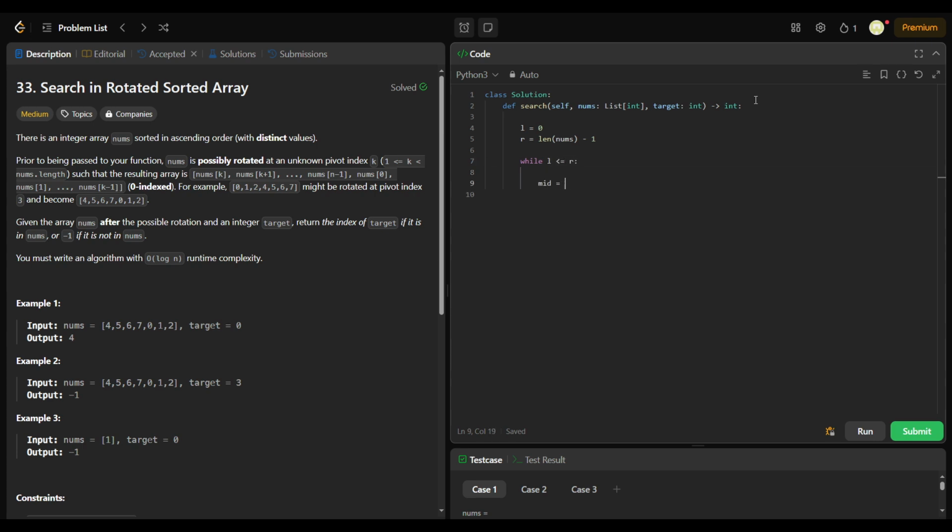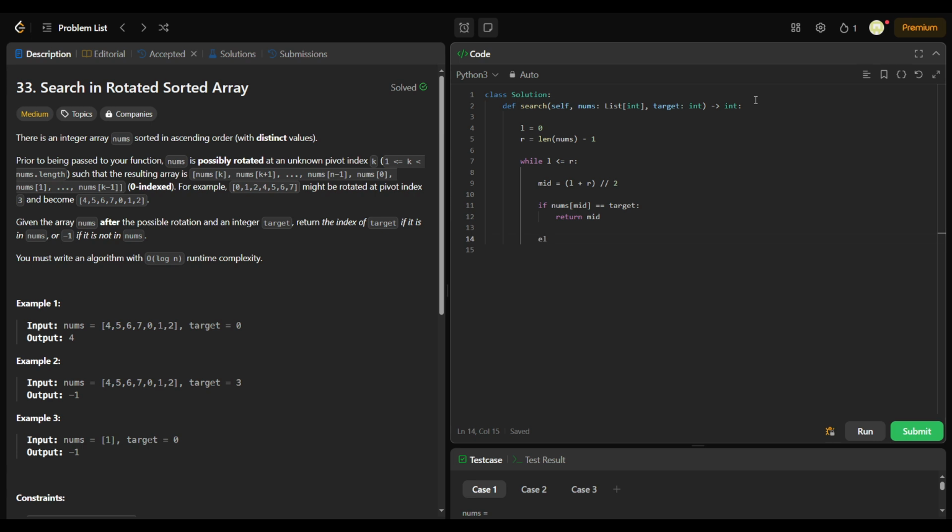So we're going to do L plus R, take the floor, right? Find the midpoint. And first of all, what we're going to do is if this midpoint is equal to target, we can just return the index, right? Because we found what we're looking for.